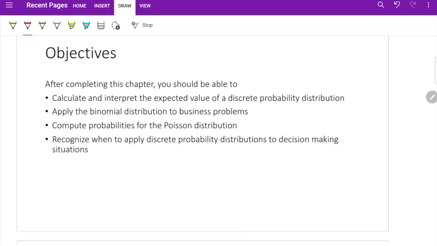So at the end of this video, we will be able to calculate and interpret the expected value of the discrete probability distribution. We will be able to apply the binomial distribution to business problems, and we will not cover the Poisson distribution today. And we should recognize when to apply discrete probability distributions, because we have two types of distributions.